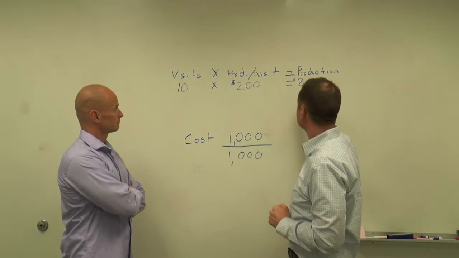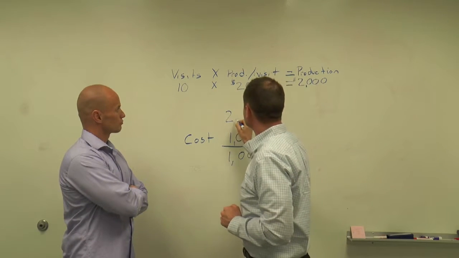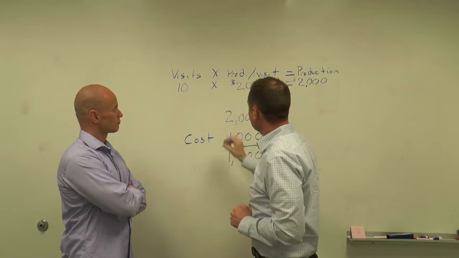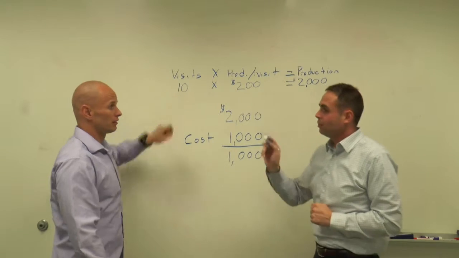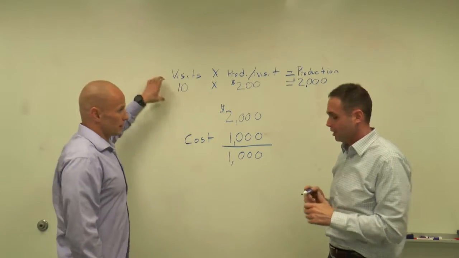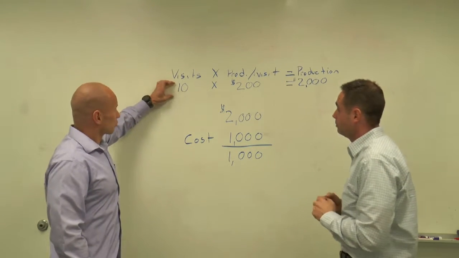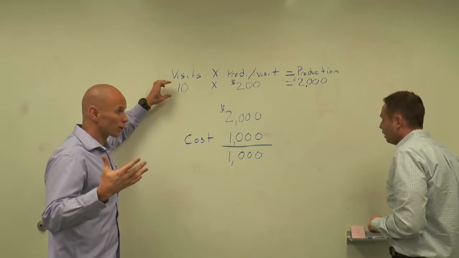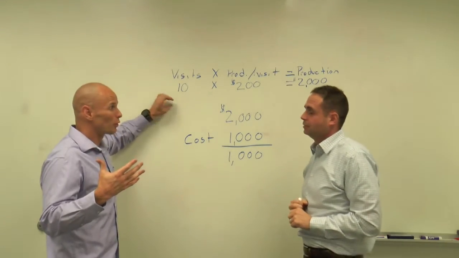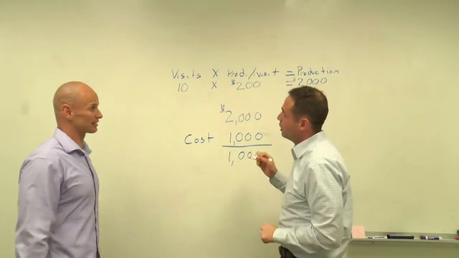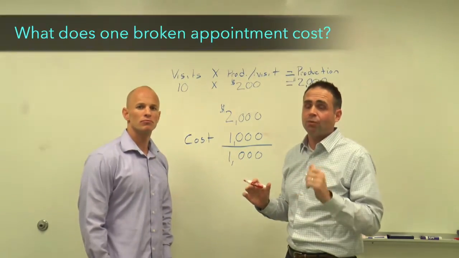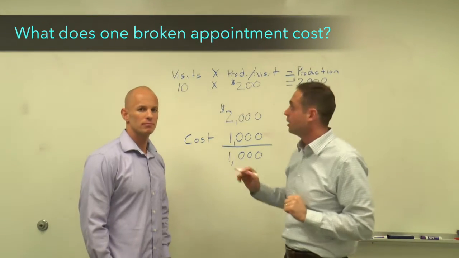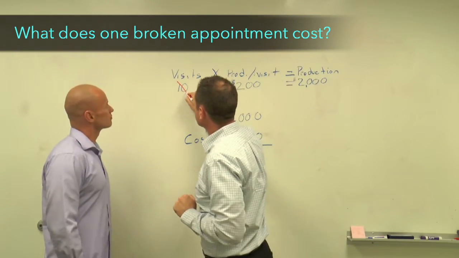So 10 times 200 is $2,000, and this is our production. We made it, right? We hit the goal. We got our 10 visits scheduled and in. But your problem now that you're talking about is someone breaking an appointment. Yeah, we're scheduling these, and we're working really hard, yet we're not getting there, so we have less. Right now we want to talk to you about how impactful one missed appointment can be to your practice. So let's change this to just 9.